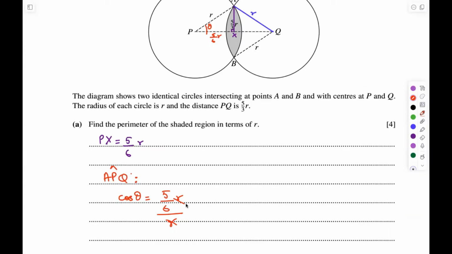So this angle will be 0.58568. So the angle theta is 0.58568. We can round it off to make it 0.5857.